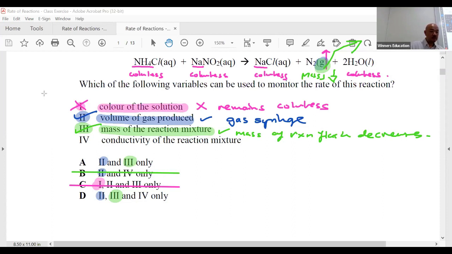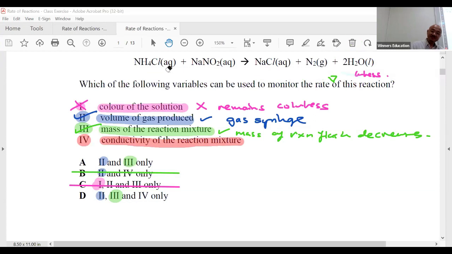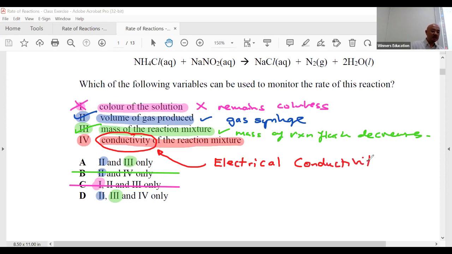Number 4. Conductivity of the reaction mix. Sure. Ladies and gentlemen, in a reaction mixture, talking about conductivity. In chemistry, we talk about what conductivity? Electrical. Physics student, you got electrical, you got heat conductivity. In chemistry, only about electrical conductivity. The reaction mixture is what kind of mixture? What's inside that container?